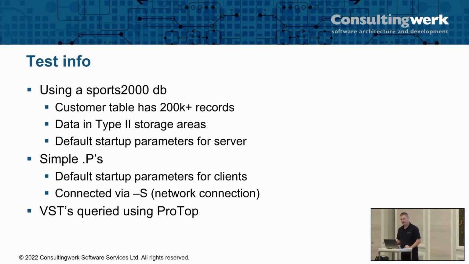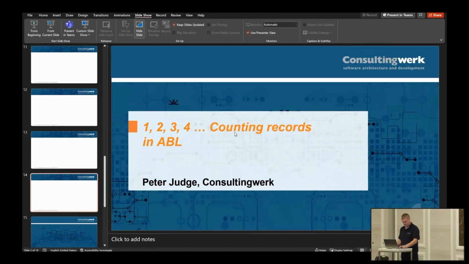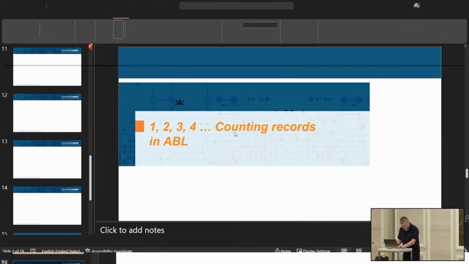We'll also look at a couple of VSTs, the index and table stats, just to see how many index records are read, how many indexes are read, and how many record blocks are read as well. We just use ProTop for that, because you can do all of this in ABL, but it's a lot of for eaches. ProTop is prettier, and it's visible. So hopefully you can read that from the back. You should be able to. Okay, so let's take that off.